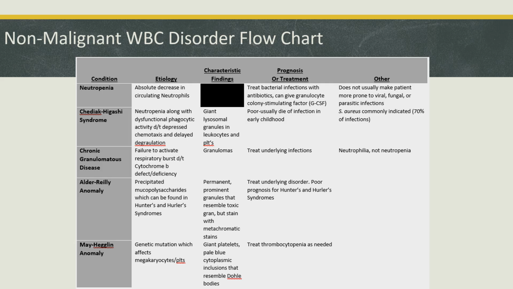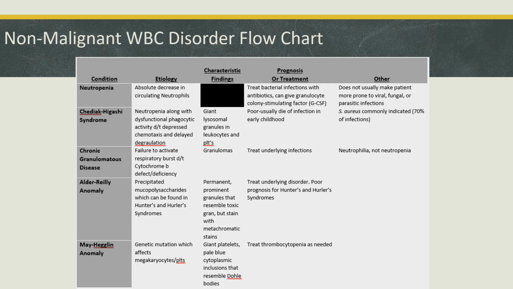Normally, this does not make patients more prone to viral or fungal or parasitic infections, and that's because we have other white cells that function in that area of specialty. So viral is going to be associated with our lymphocytes, fungal is going to be more associated with our monocytes, and then our eosinophils are going to be really impactful over those parasitic infections. But all of them can overlap depending on what you find.